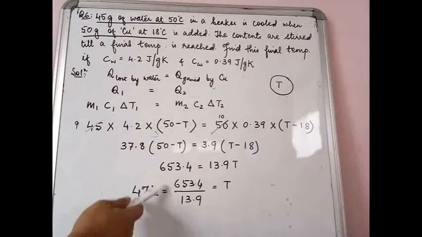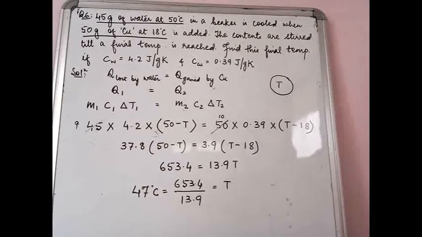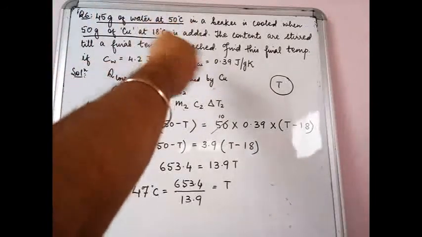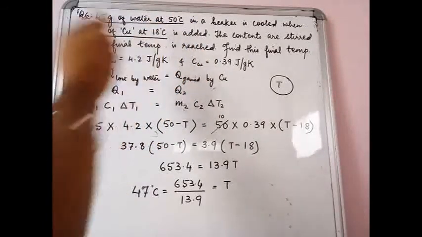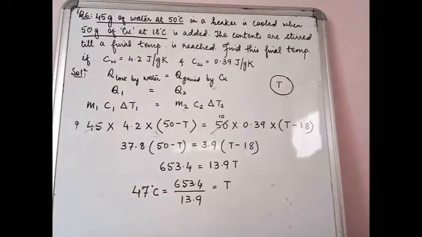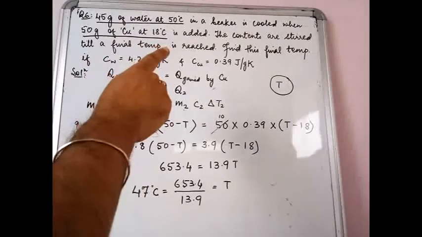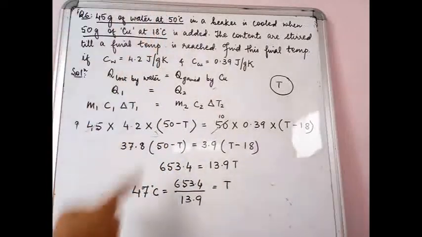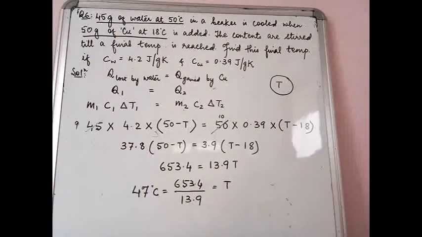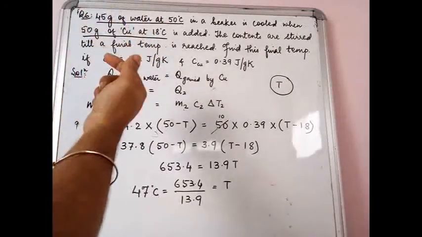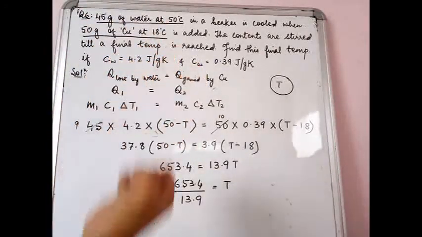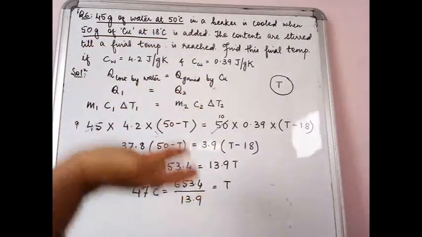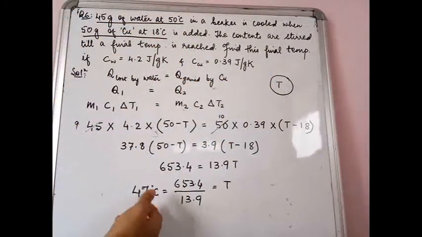Why 47 degrees centigrade and why not Kelvin? Because you remember all through the question we have been dealing with degrees centigrade as the individual temperatures. Water was at 50 degrees centigrade. So when its temperature falls down, it is falling down from 50 to 47 degrees centigrade. Okay. Copper's initial temperature was 18 degrees centigrade. So when it gets heat, its temperature rises up to what? Rises up to T. This T is 47 degrees centigrade. So this is your final answer.